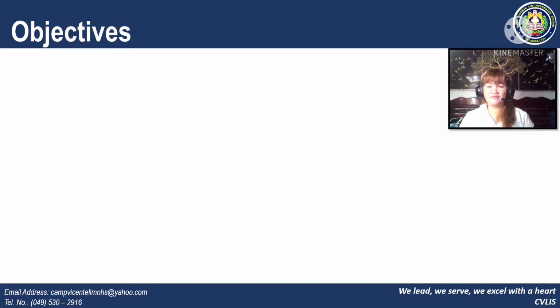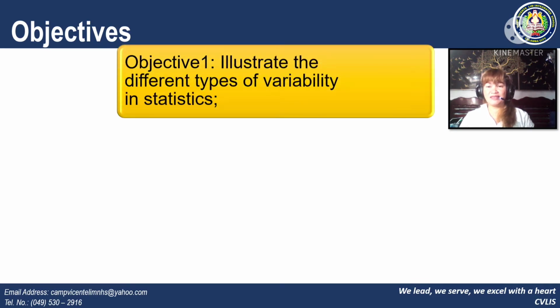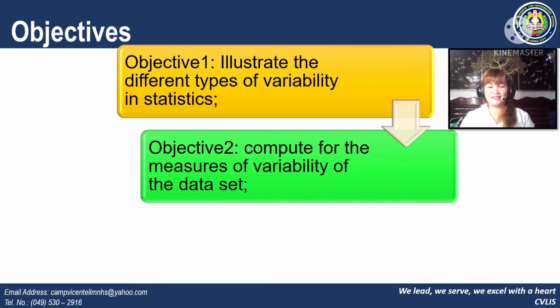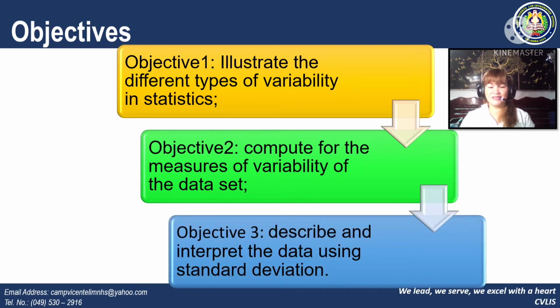For the objectives today: first, illustrate the different types of variability in statistics. Second, compute the measures of variability of the dataset. And third, describe and interpret the data using the standard deviation.